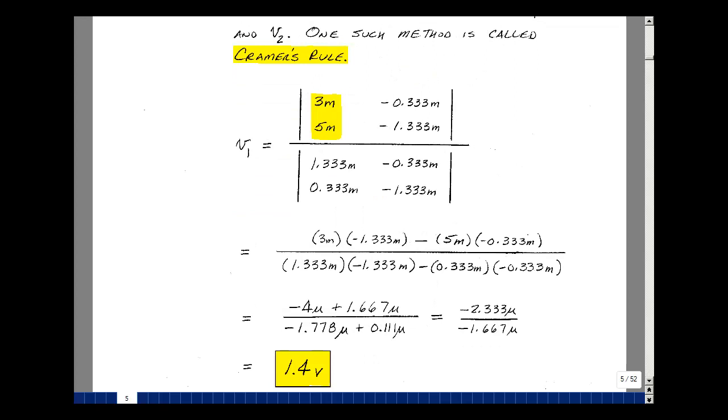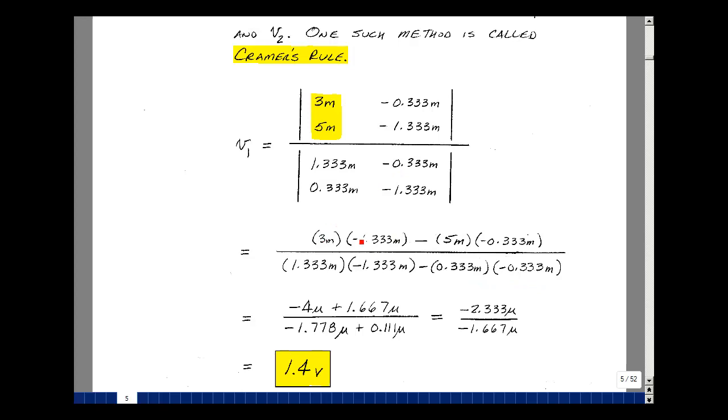If you recall from algebra, to find this determinant, do a cross multiplication, 3 milli times a minus 1.33 milli, minus 5 milli times a minus 0.33 milli. It's this times this, minus this times this, just a cross multiplication. Same is true for the denominator determinant, 1.33 milli times a minus 1.33 milli, and then minus the product of these two, which should be 0.33 milli times a minus 0.33 milli.